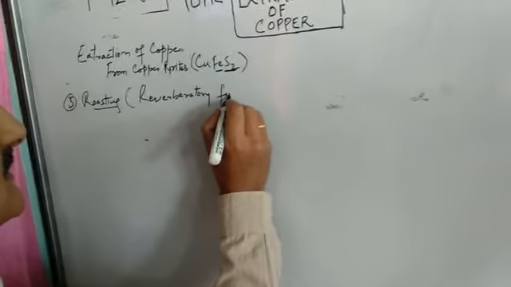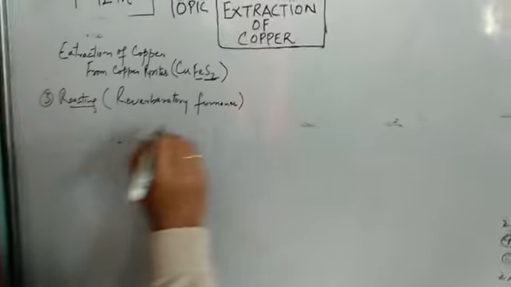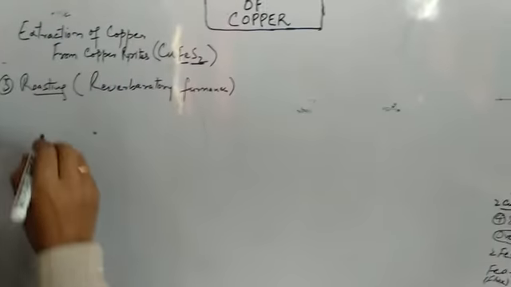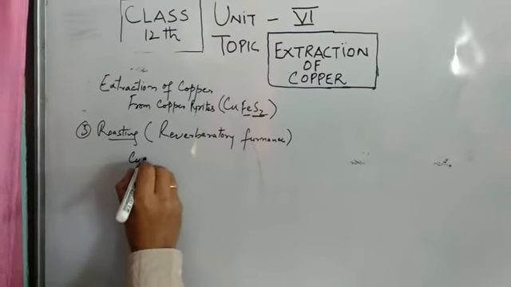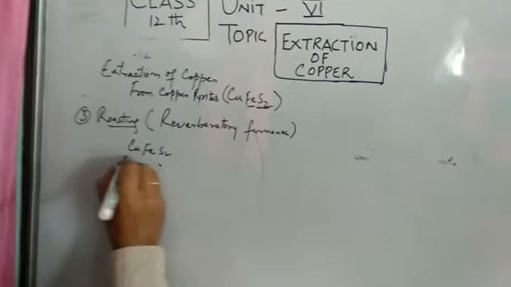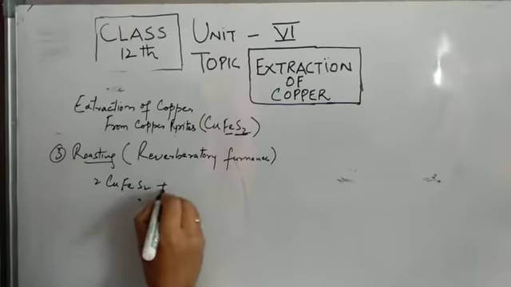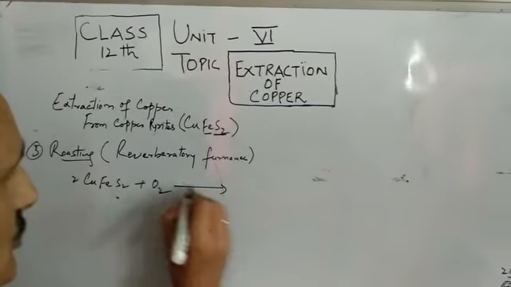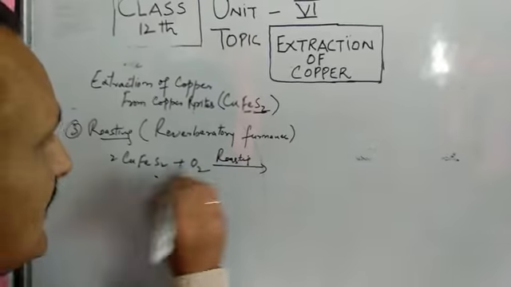In this furnace, very strong heat is provided to the concentrated ore. And what happens during roasting? During roasting, this ore, that is copper pyrite, CuFeS2, on oxidation, that is, it combines with oxygen and undergoes roasting. This is roasting, heating in excess of air.